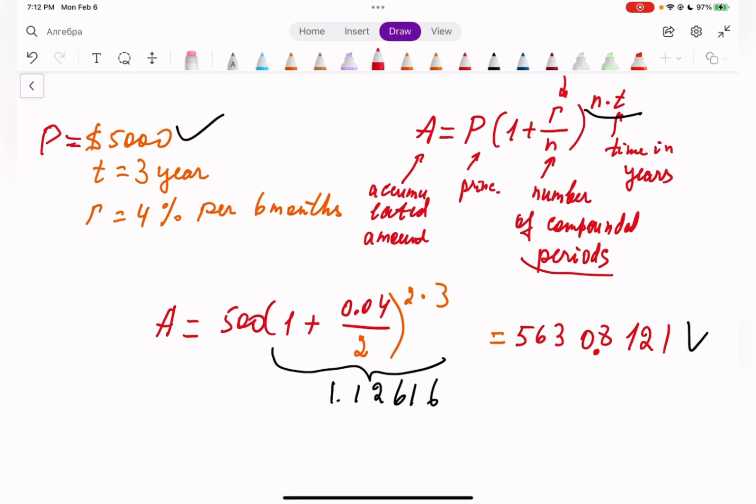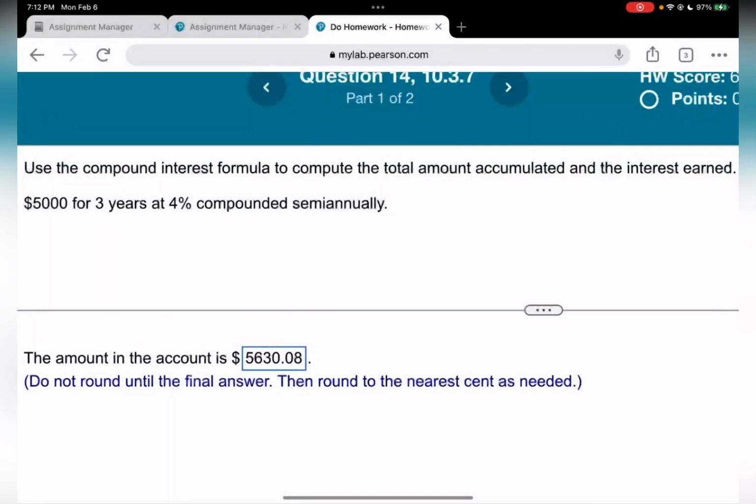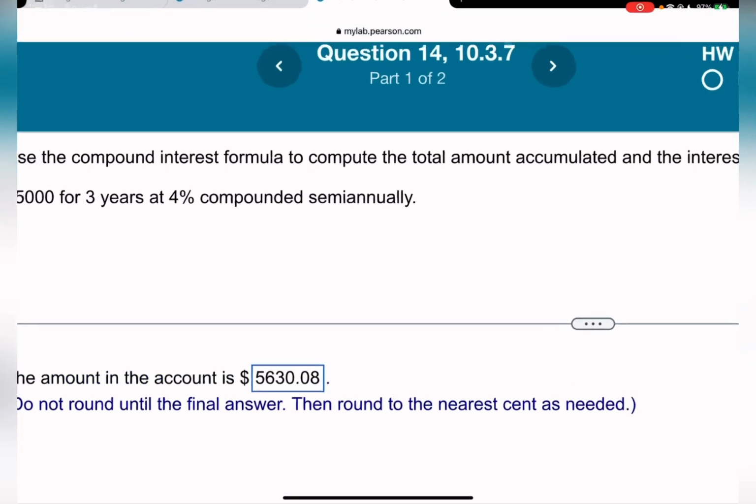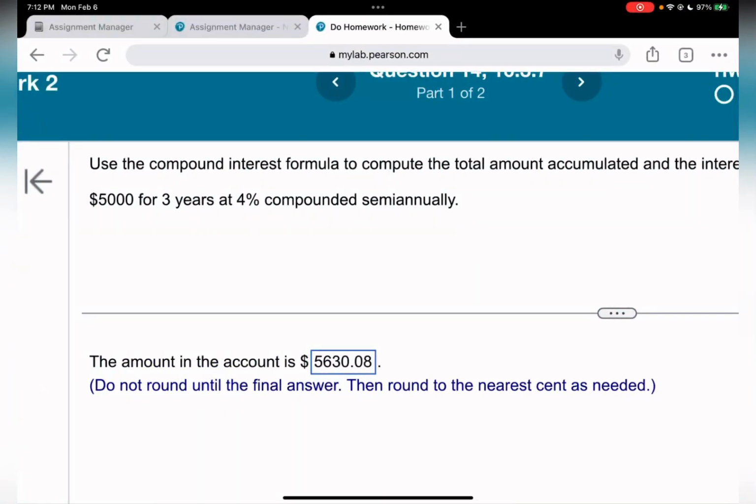Let's do it again. So our problem, 4%, let's read it again. 4% compounded semi-annually. So compounded every 6 months, which means within a year we'll compound twice. If we want to express by year, we divide by 2. So altogether 3 years, and we invested $5,000.